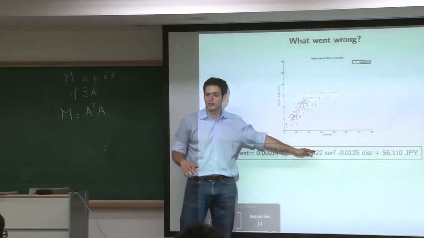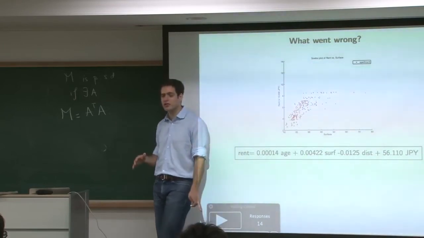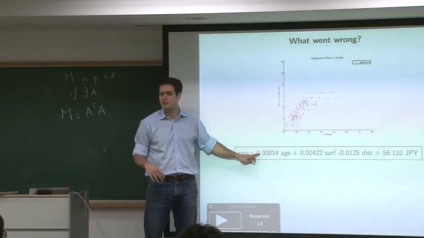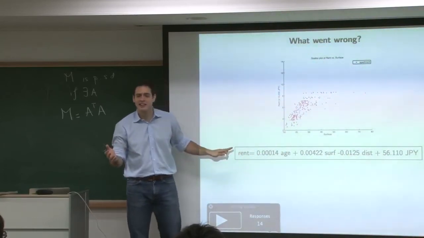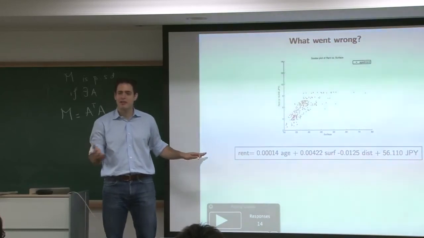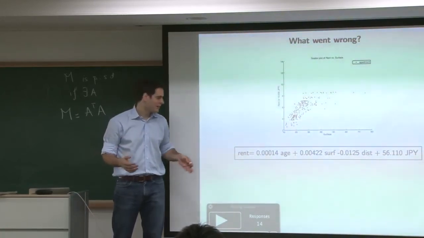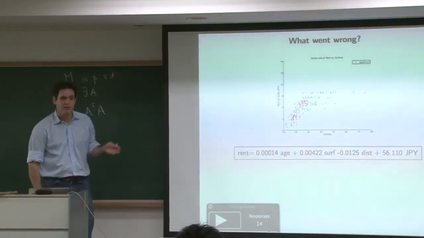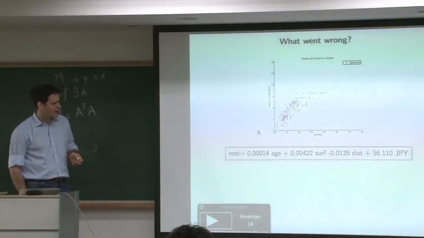The bigger the surface, the bigger the rent. The further away from the station, the lower the rent. But this sounds a bit strange, right? Especially in Japan. I mean, if you're living in Venice, in Italy, maybe living in a very old building has a lot of charm, and then it's more expensive. But in Japan, for sure, it's not that way, and people really favor new buildings. So why might this have gone wrong?